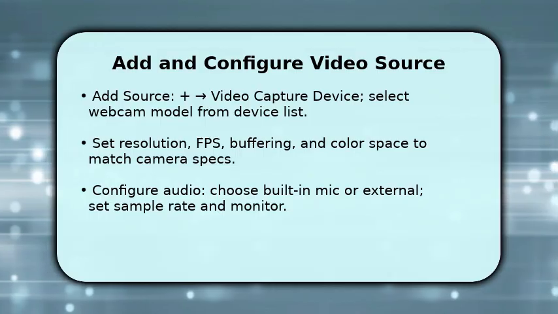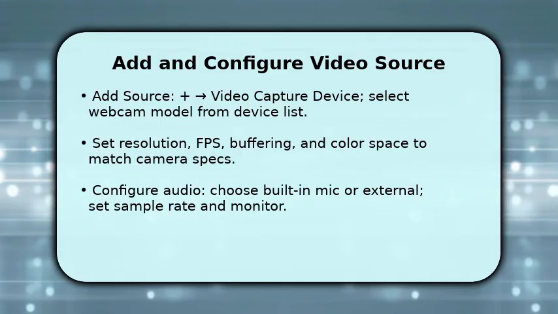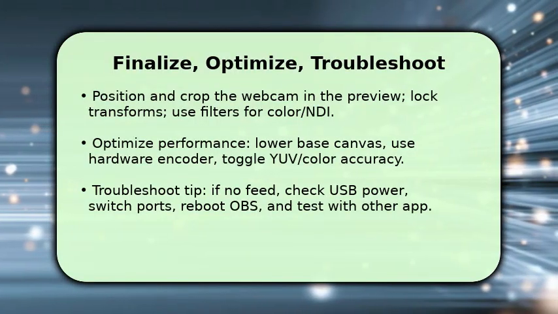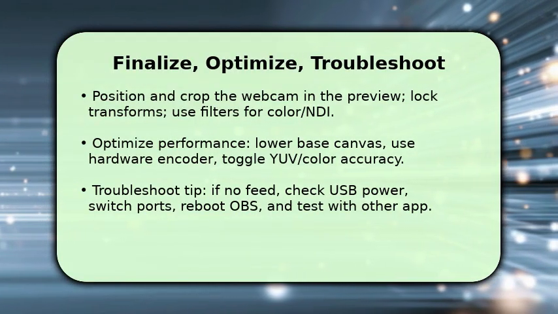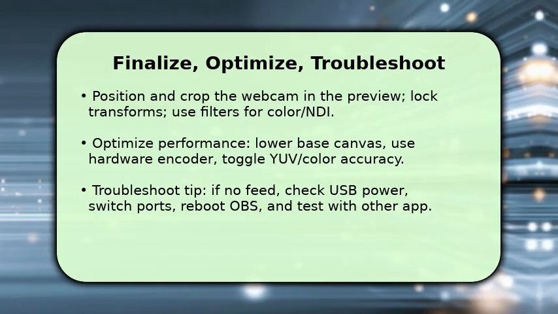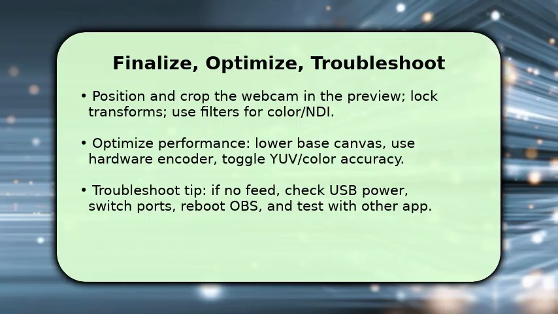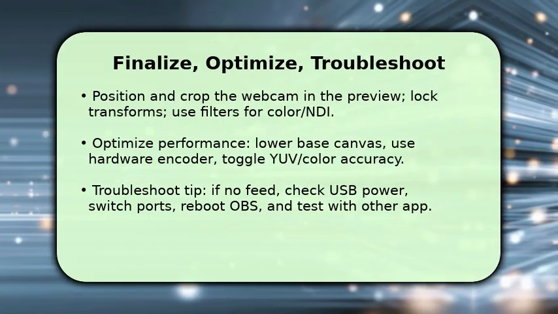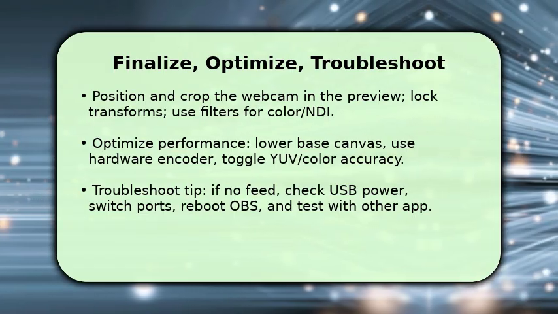Position and crop the webcam in OBS Preview, then lock the transform to prevent accidental moves. Apply filters for color correction or noise suppression as needed. Once placed, optimize performance by matching base and output canvas, enabling hardware encoding if available, and adjusting YUV or color accuracy to balance quality versus CPU usage.